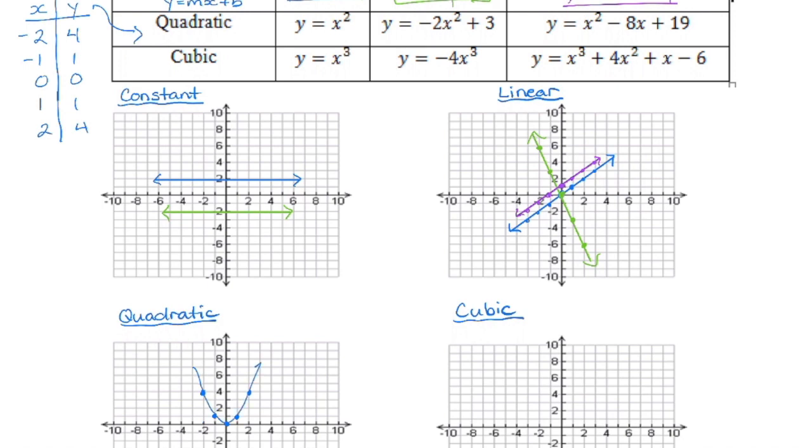Make sure you don't go straight up and down, because then it's no longer a function. It has to pass the vertical line test. And that is the graph for our first function here.